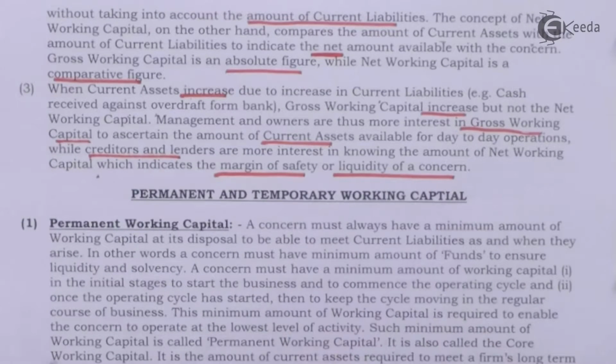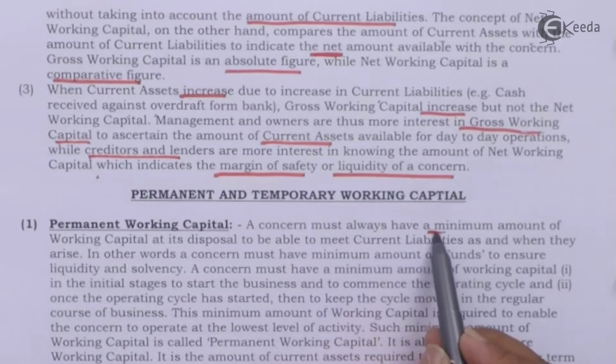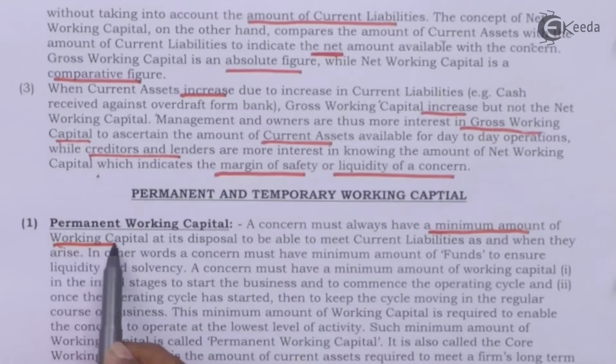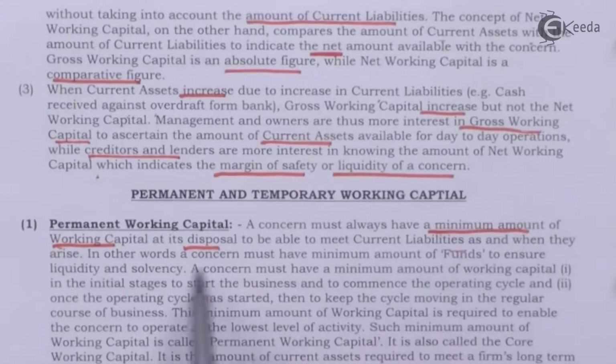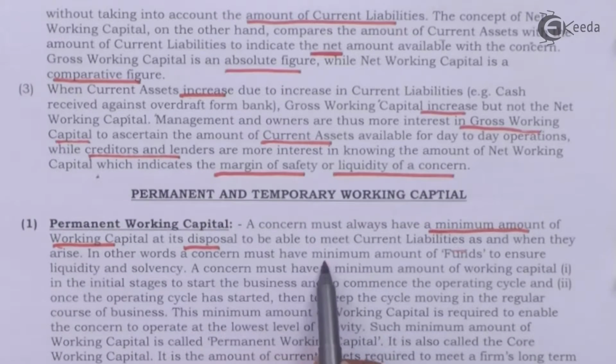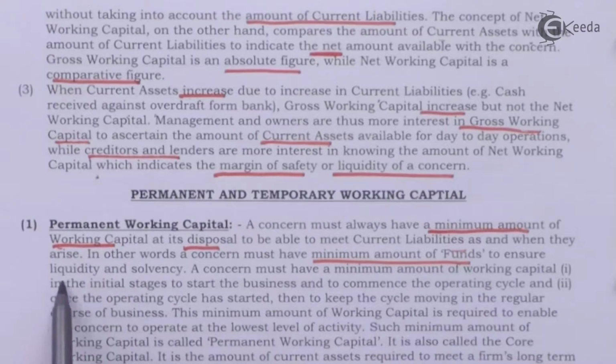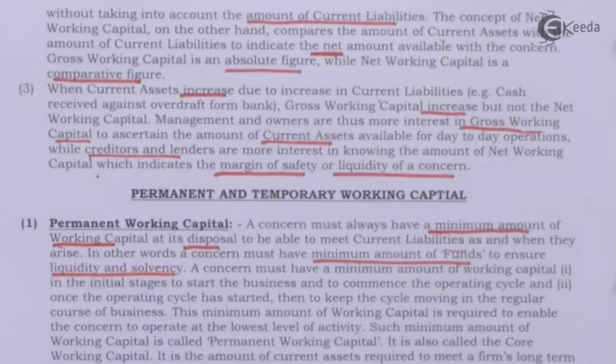Permanent and temporary working capital. Permanent working capital: a concern must always have minimum amount of working capital at its disposal to be able to meet current liabilities as and when they arise. In other words, a concern must have minimum amount of funds to ensure liquidity and solvency.